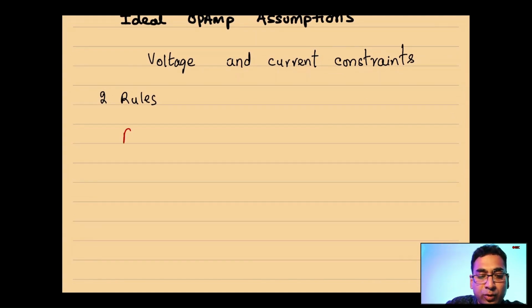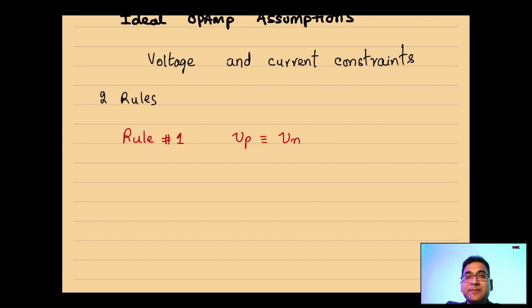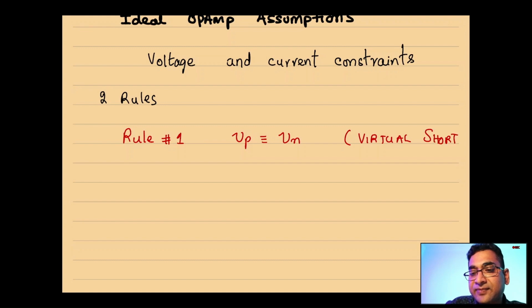Rule 1. Because you want to keep your op-amp in linear region, Vp is always going to be Vn. Magically, Vp will equal Vn as long as you are in linear region. This rule is called a virtual short.